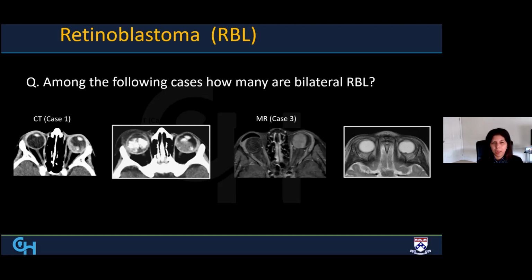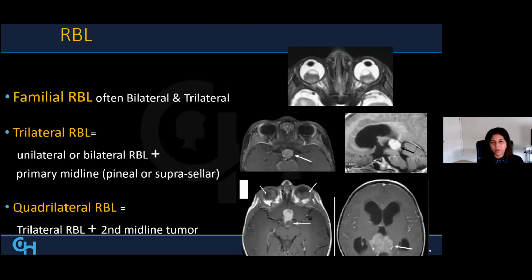Because when you see bilateral disease, you try to think of whether there is a germline mutation, whether it is familial, and whether there are other sites of involvement, which I will talk to you about in a minute. So if it is bilateral, as we are seeing examples here, then it is most often going to be familial. And you always have to look towards the suprasellar region and the pineal region to see if there are additional mass lesions.